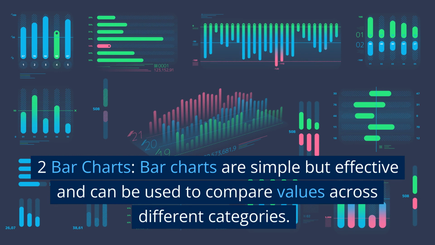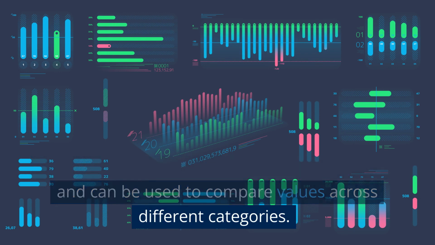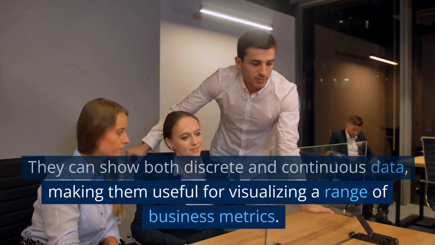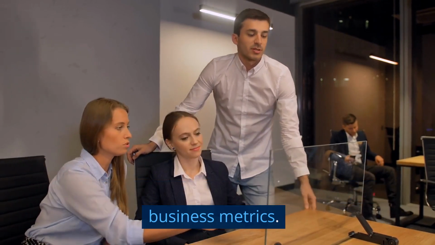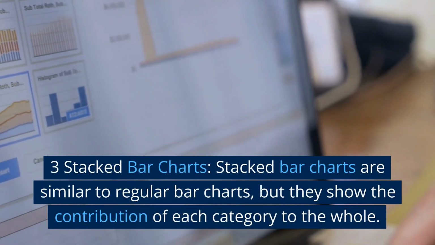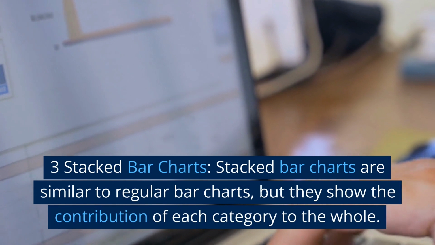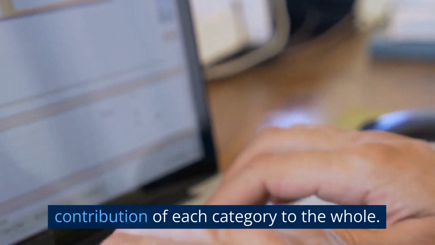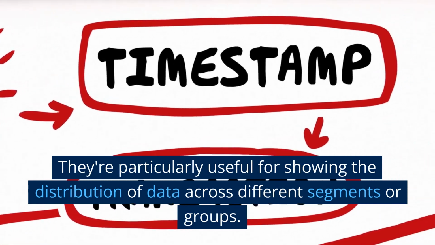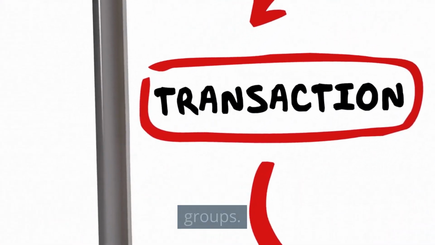2. Bar charts. Bar charts are simple but effective and can be used to compare values across different categories. They can show both discrete and continuous data, making them useful for visualizing a range of business metrics. 3. Stack bar charts. Stack bar charts are similar to regular bar charts, but they show the contribution of each category to the whole. They're particularly useful for showing the distribution of data across different segments or groups.